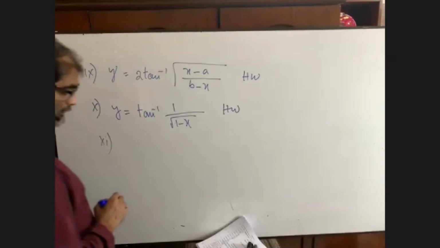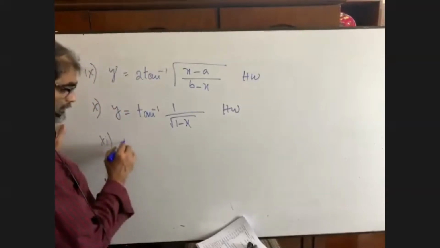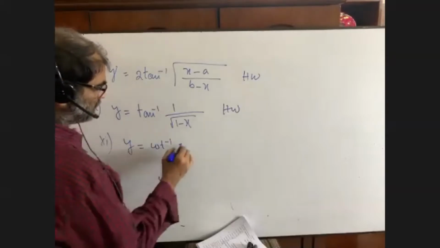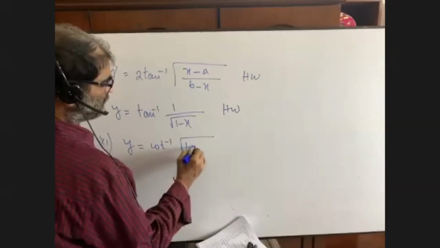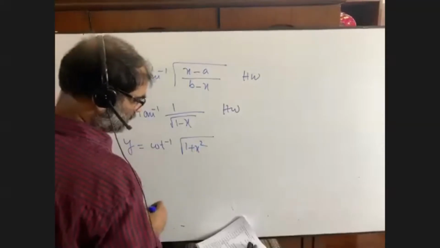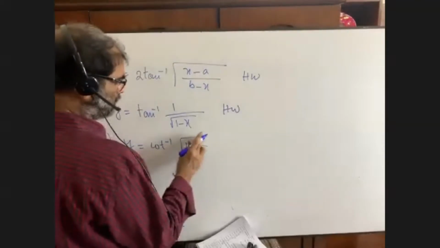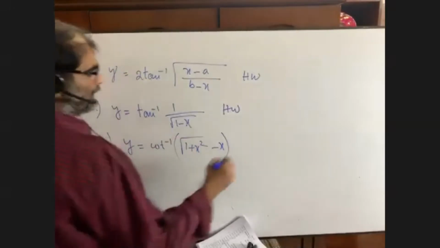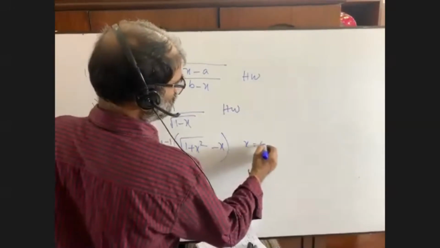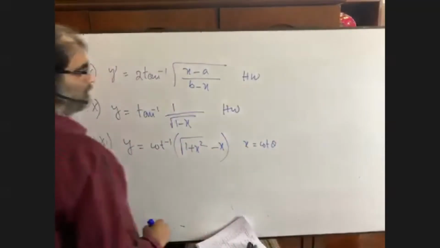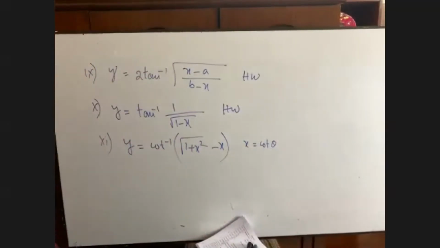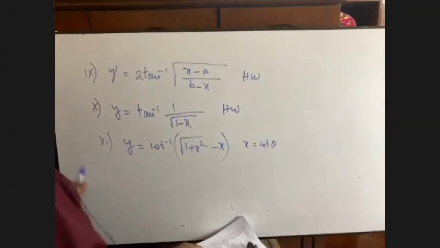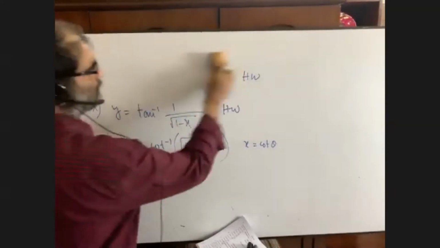Number 11. Cot inverse 1 plus x square minus x. Here you let x equals to cos theta. Then you can do the math. Important math.